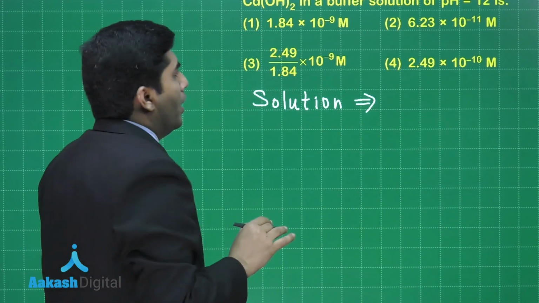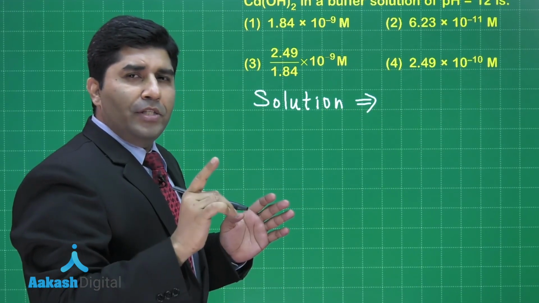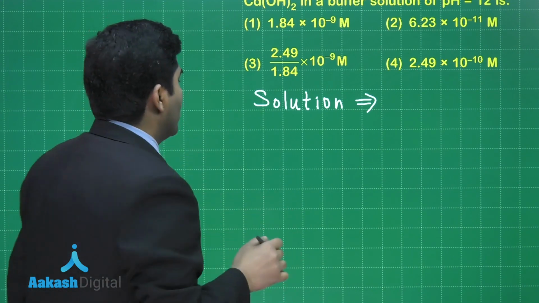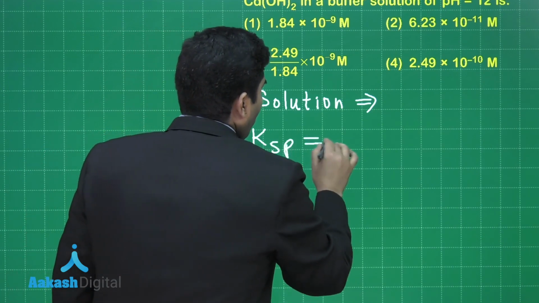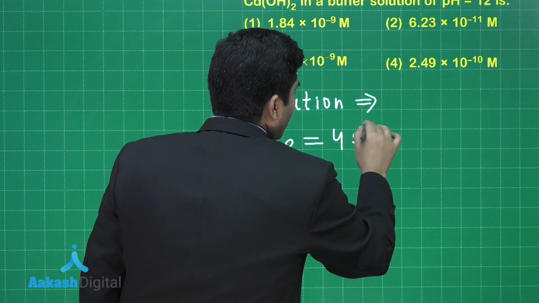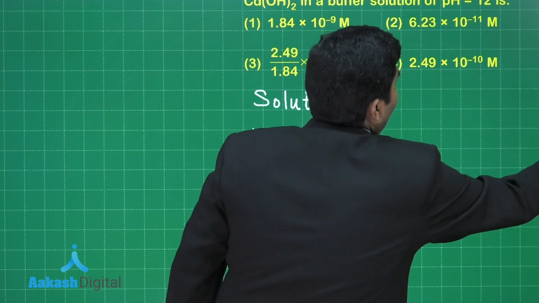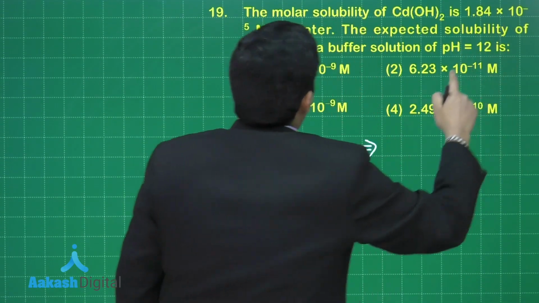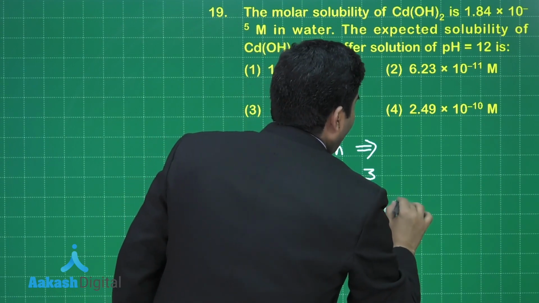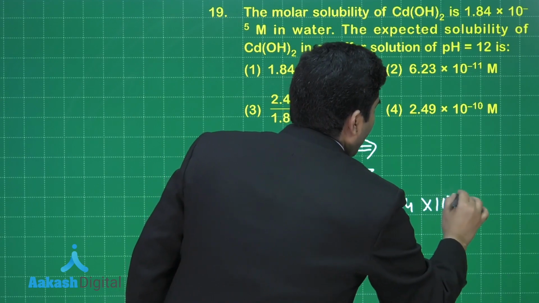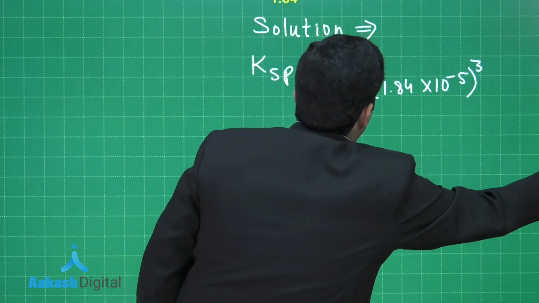So the solution will be: let's find out the value of the Ksp, because we know that if the temperature is not changing, the Ksp will not change, right? So the value of Ksp will be equal to 4S cubed, and S is the solubility, which is given to us, that is 1.84 × 10^-5. So we can write it as (1.84 × 10^-5) whole cubed, right?